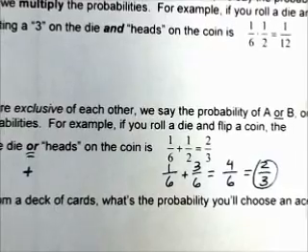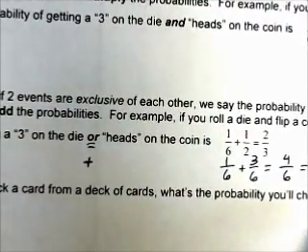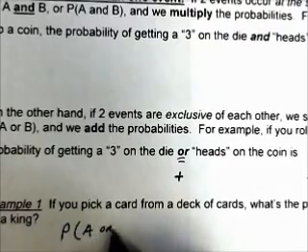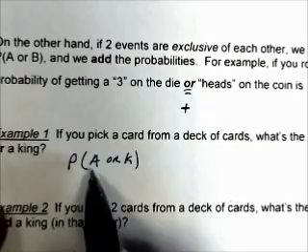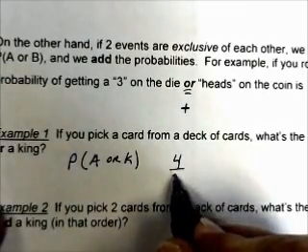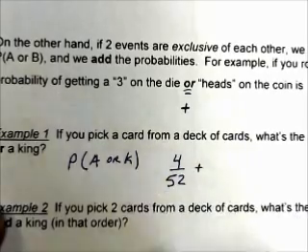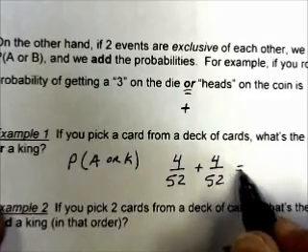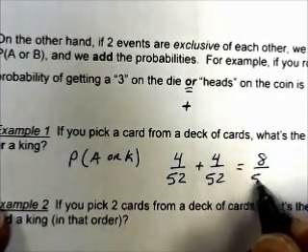For example, if you pick a card from a deck of cards, what is the probability you'll choose an ace or a king? All right, so I'll say the probability of ace or king. What's the probability of getting an ace? Well, there are 4 aces out of the 52 cards, or a king. And there are 4 kings out of the 52 cards. Adding this, we have 8 over 52.